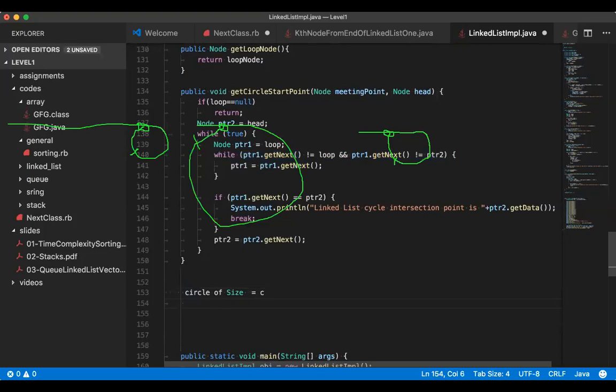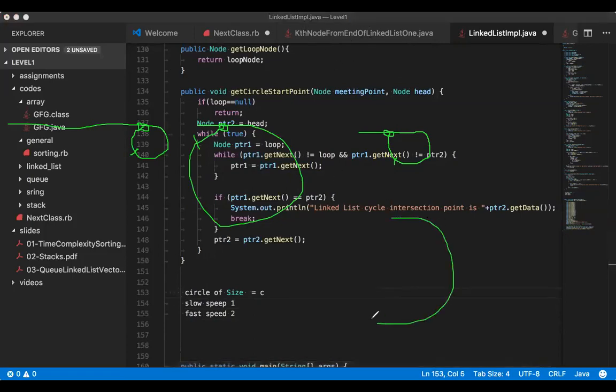Both of them start from the same point. The slow pointer moves with a speed of 1, and the fast pointer moves with a speed of 2. Where will they meet again? Like they both start from the same point. Where will they meet again? Suppose this is a circle. They both started from here, and one was jumping only one step at a time.